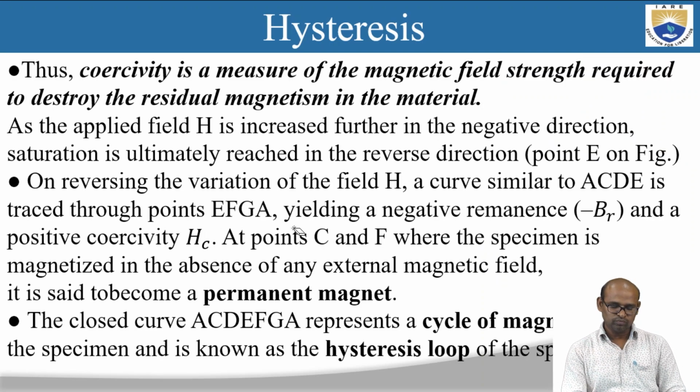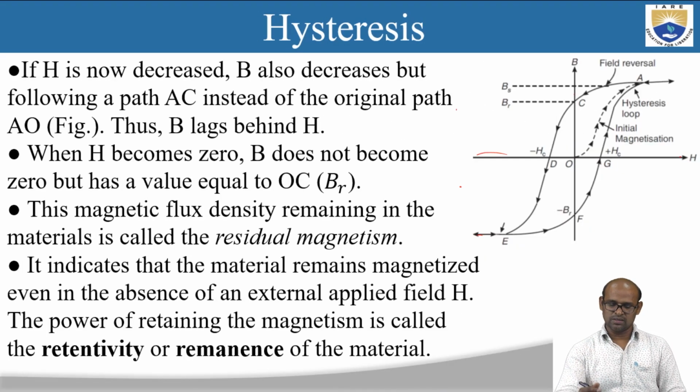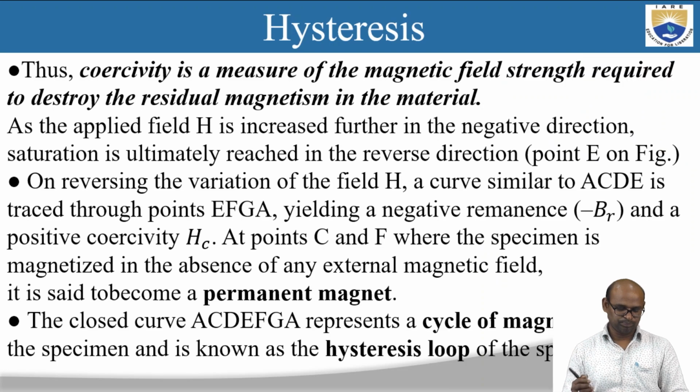Yes, so we find that there is a negative remanence and positive coercivity at points C and F, where the specimen is magnetized in the absence of an external magnetic field. It is said to become a permanent magnet at points C and F. So you can use this material at point C and at point F as a permanent magnet, because there is magnetism that is stored in the material.